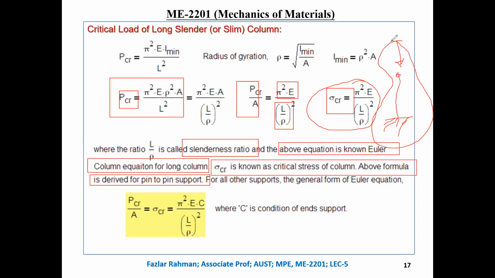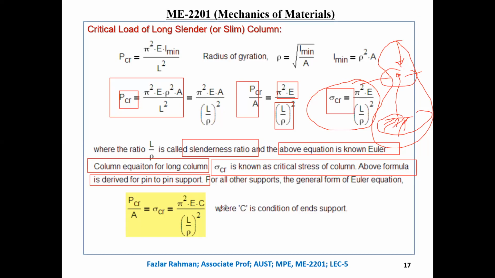Which end condition did we derive for? We derive for pin-to-pin support, right? Yes, sir. Both ends are pin. But right now, what do you see over here? Only one end is free. The top end is free because it can move along this direction and this direction. And the bottom is fixed. That means one end fixed, other end free. So you cannot use the Euler equation right over here, because the end condition is not the same.